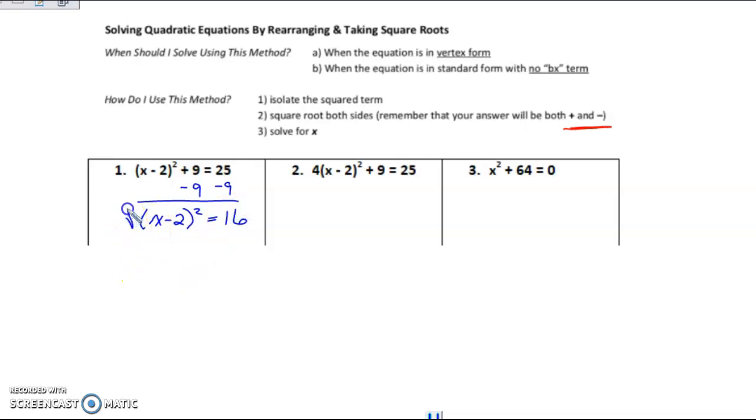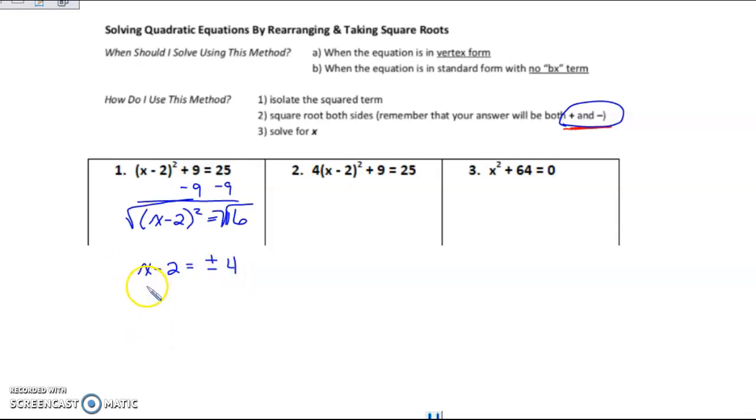Now what I want to do is square root both sides. And remember, we said it was important that we're going to end up eventually with a positive and a negative, okay? So if I square root this, what's being squared inside the parentheses is now our answer. And the square root of 16 is a positive or a negative 4.